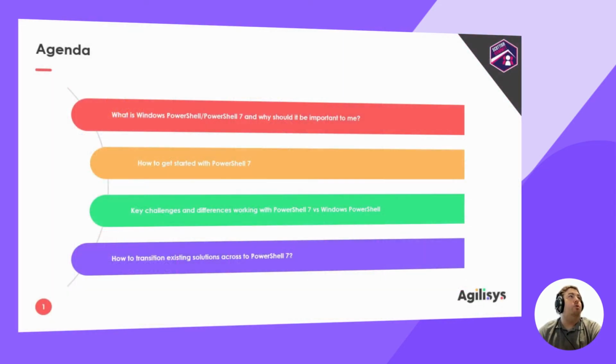What I'm here today to talk to you about very briefly is what is Windows PowerShell versus PowerShell 7, or PowerShell as it's known, and why should it be important to me? How do we get started with PowerShell 7? What are some of the key challenges and differences you might experience when working with Windows PowerShell versus PowerShell 7? And how would I suggest you transition your existing solutions, existing code base, from Windows PowerShell into PowerShell 7?